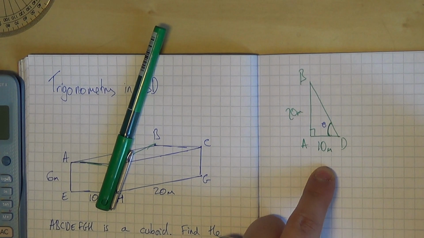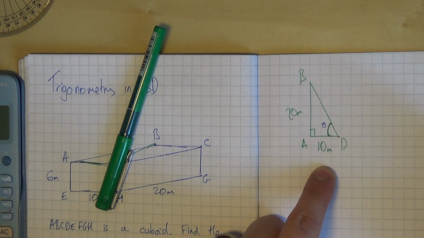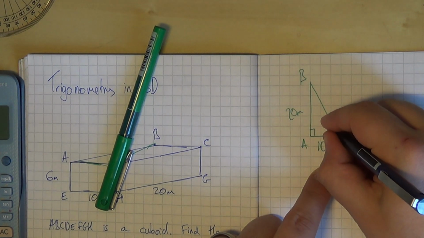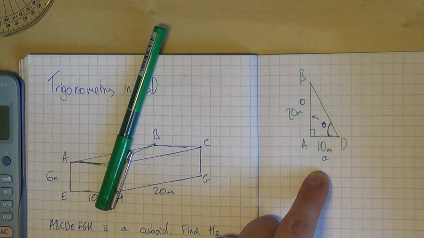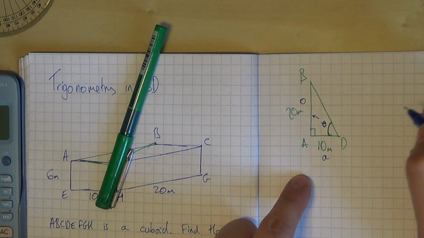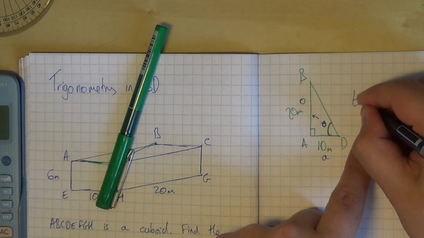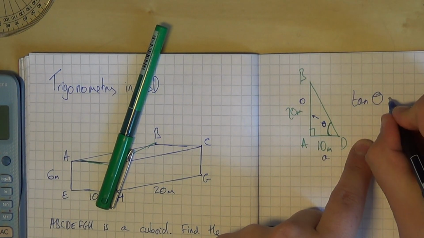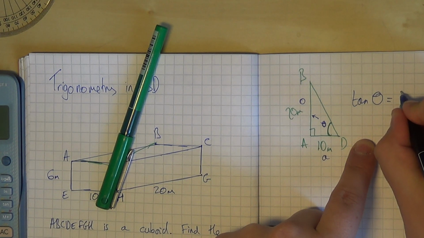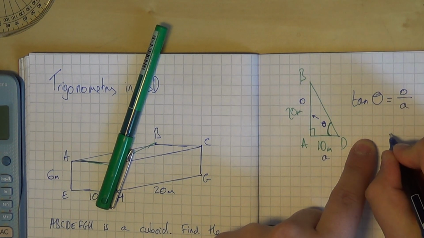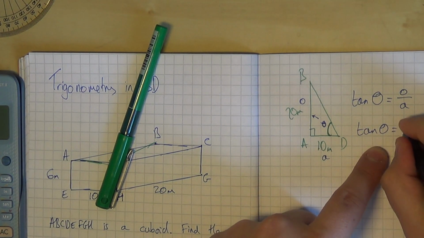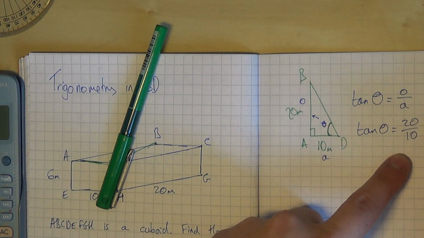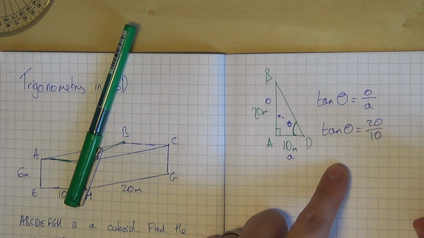And we just need to think back to our right angle triangle stuff in SOHCAHTOA. Compared to this theta, that is opposite and this is adjacent. So what links opposite and adjacent? Well, it's tan. So the tan of theta, the tangent of theta, is the opposite over the adjacent, which means that the tan of theta is 20/10, which you could simplify to 2 if you wanted, but it's not required.